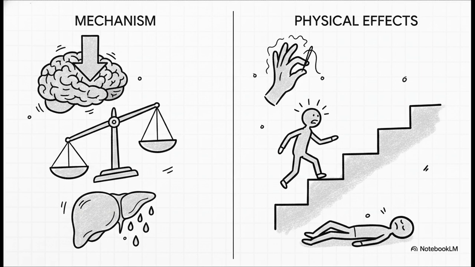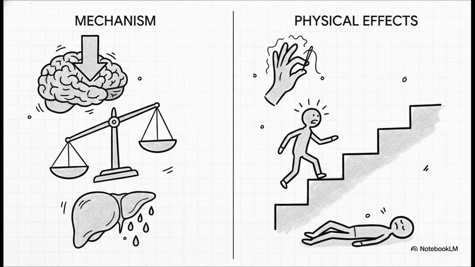Alcohol is a remarkably potent central nervous system depressant. It works by activating GABA, which is our primary inhibitory neurotransmitter, while simultaneously hitting the brakes on glutamate, our primary excitatory neurotransmitter. Then it's metabolized in the liver via a 2-step process involving the enzyme aldehyde dehydrogenases.